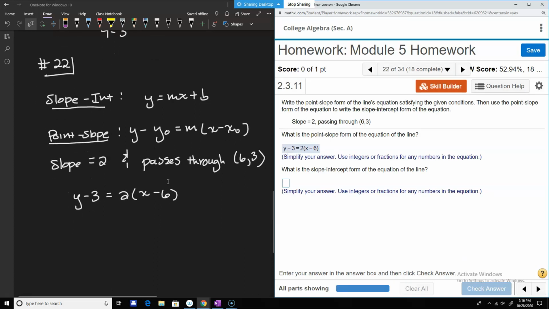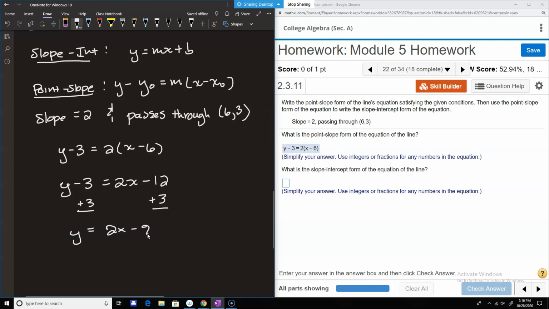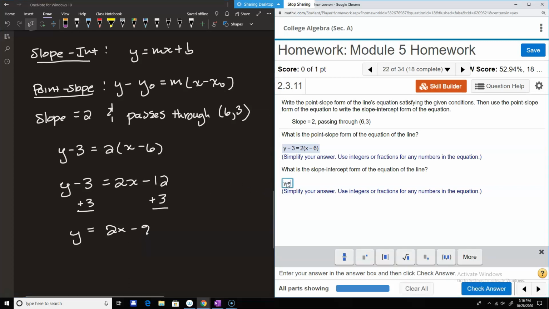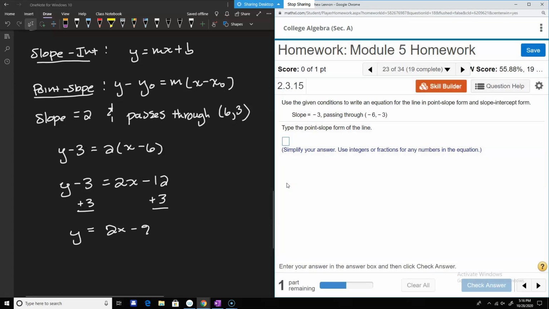And then the slope-intercept form, that's really easy to go to slope-intercept once you have point-slope. You just solve for y. So expand and solve for y. So we would say, okay, well, y minus 3 is 2x minus 12. And then we just add 3 to both sides. So we have y equals 2x minus 9. And that's it.